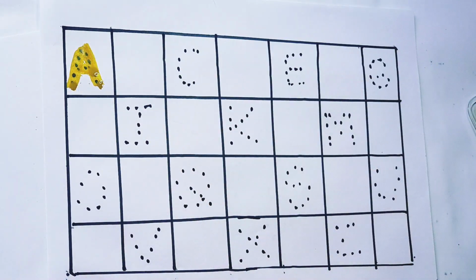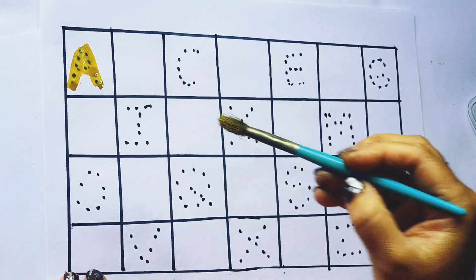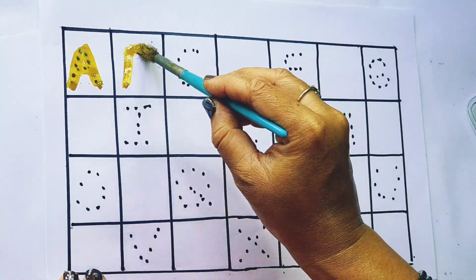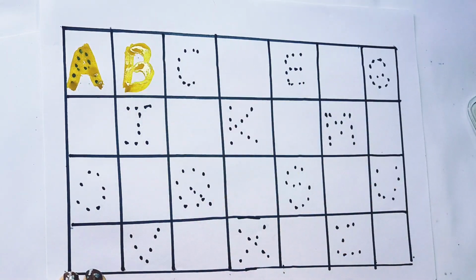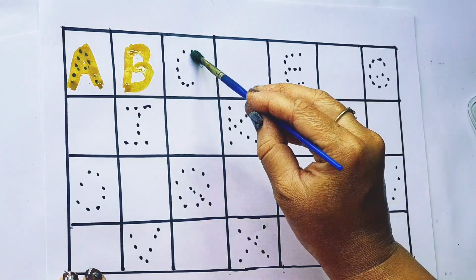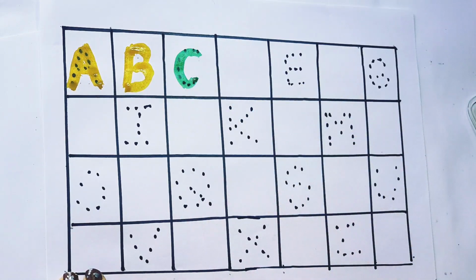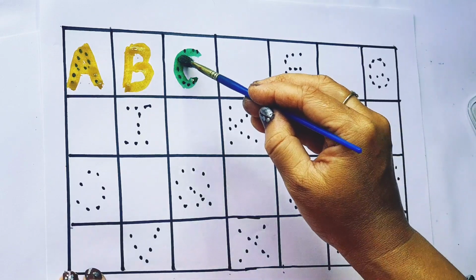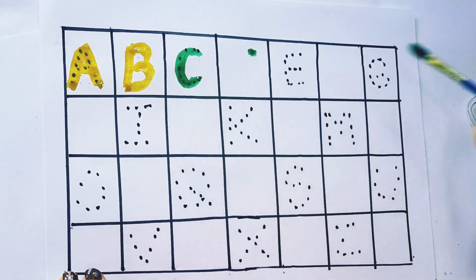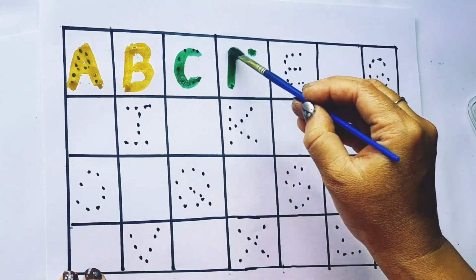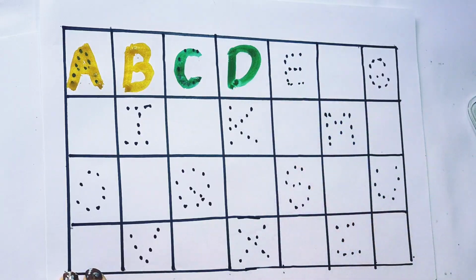A for apple. A for aeroplane. B for bat. B for ball. C for cap. C for candy. D for doll. D for donkey.